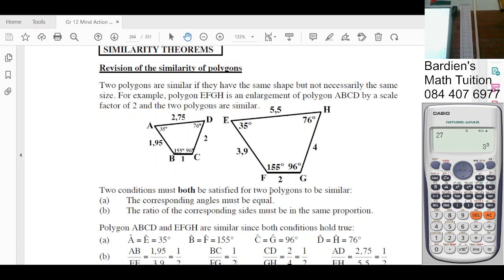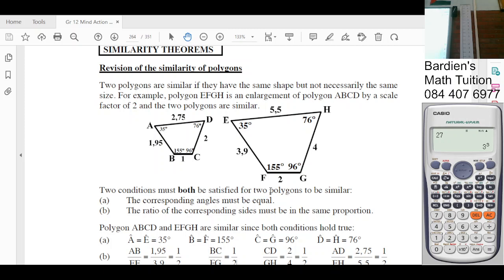For example, we are told that polygon EFGH. What's a polygon? It's a closed figure made up of edges, any amount of sides. Polygon EFGH is the enlargement of polygon ABCD. You all agree with that?